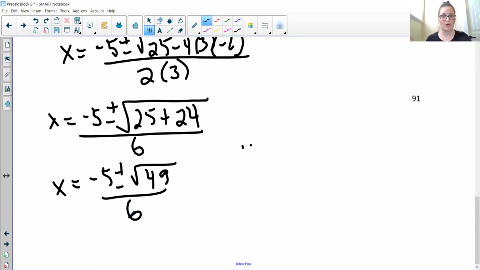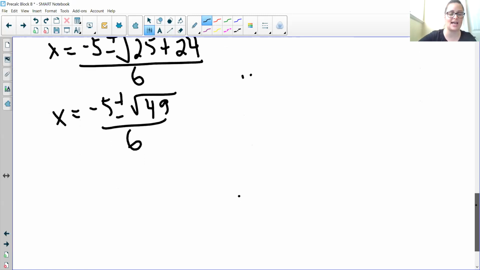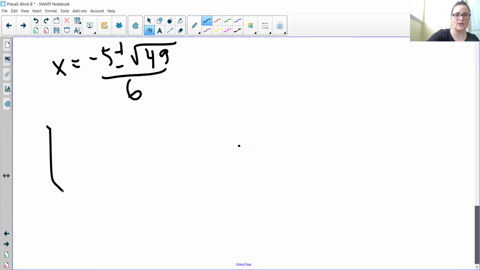And now you're almost done. So if you need an exact value and that square root wasn't a perfect square, like 49, you would just simplify the radical with the coefficient and the denominator for both instances. But here, because 49 is a perfect square, we can actually get an exact value without having to round off.